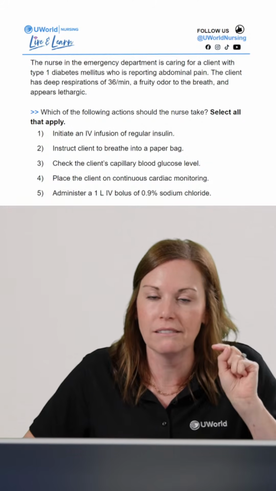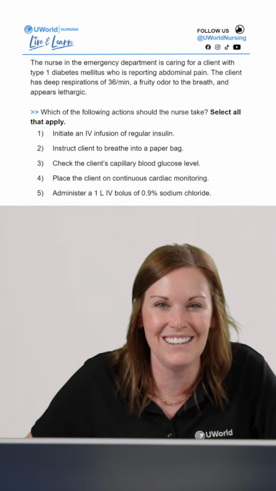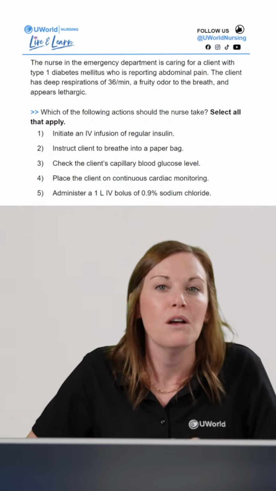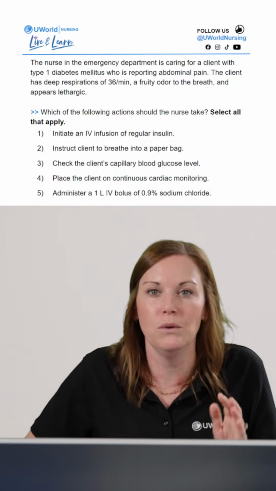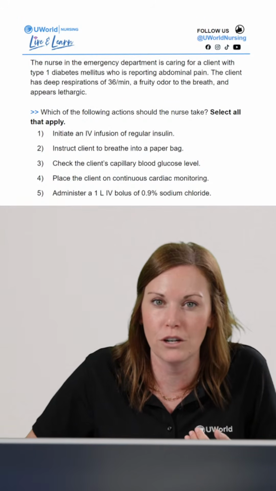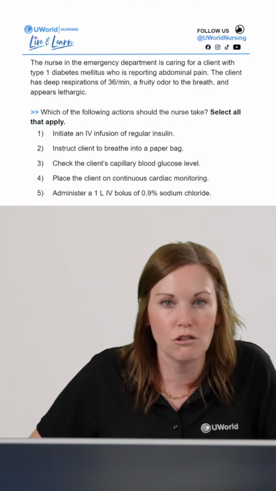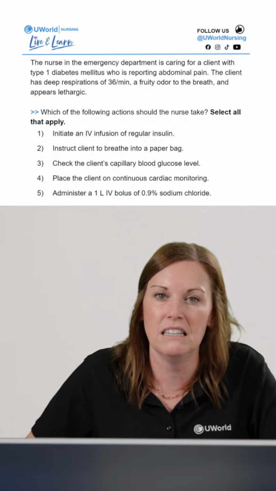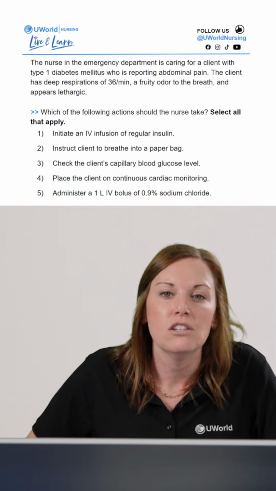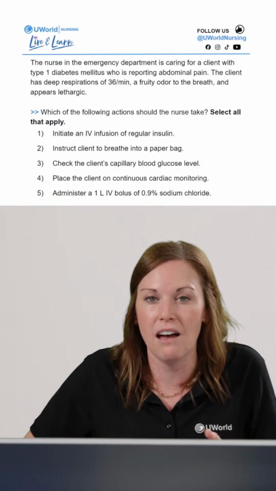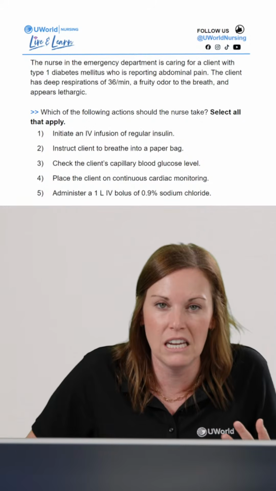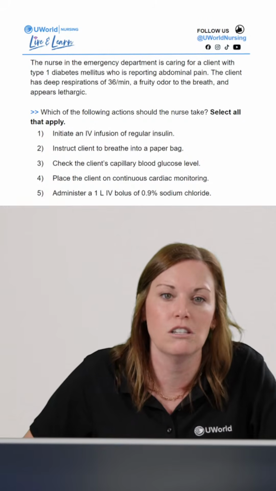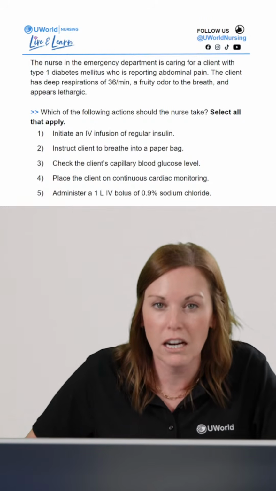Okay, option 4. So option 1 correct, option 2, not correct. Option 3, correct. Let's see what we have for option 4. Place the client on continuous cardiac monitoring. We talked about this before. These clients are going to have elevated potassium. We know elevated potassium can be really bad for our heart. It's going to cause some dysrhythmias. So when we have high potassium, we're going to have those peak T waves, and eventually that can lead to fatal dysrhythmias like asystole. So again, we need to have them on there. We need to have a visualization of the electricity happening in our heart, and we need to make sure that we're not progressing into fatal dysrhythmias. So that is a correct option.